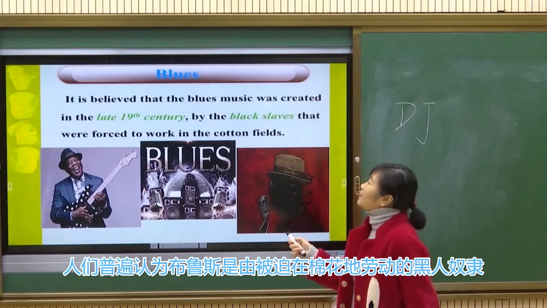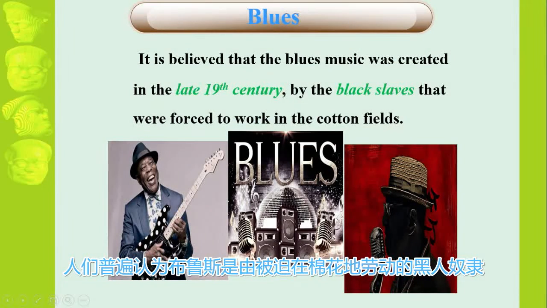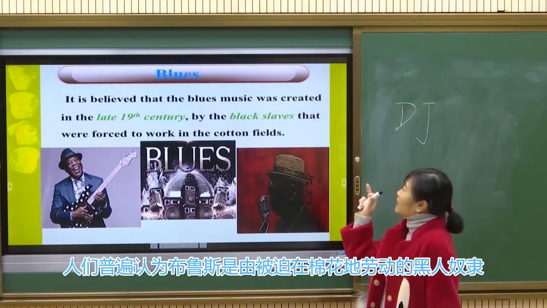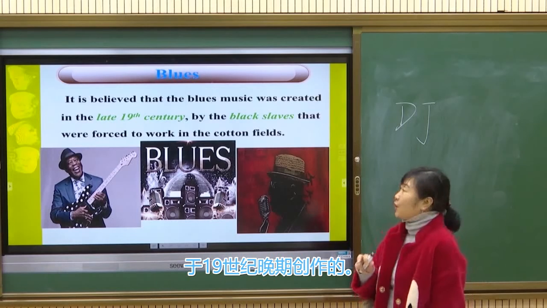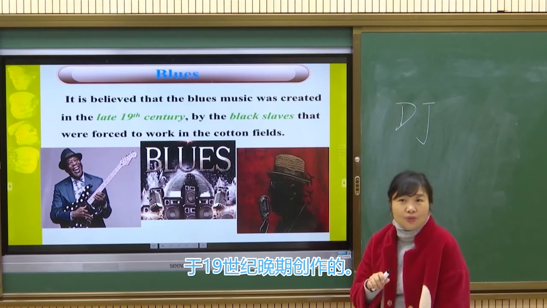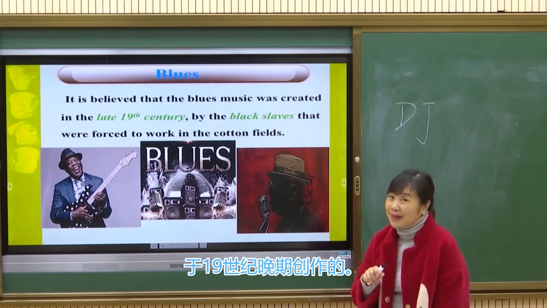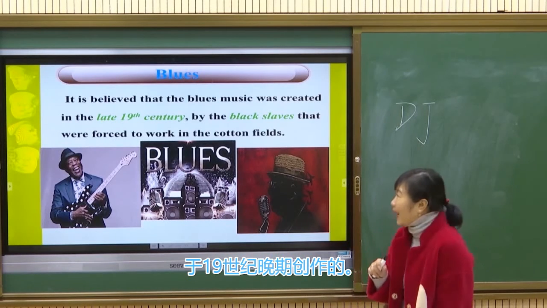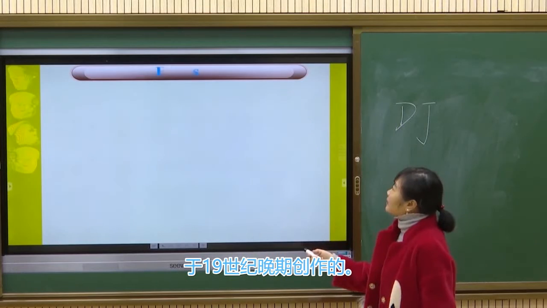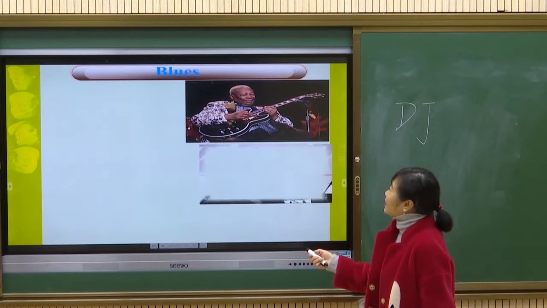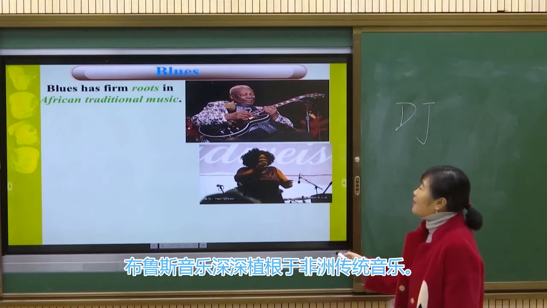And it is believed that blues music was created in the late 19th century by the black slaves who were forced to work in the cotton fields. So that means when black slaves were working in the fields, they were forbidden to do many activities. But singing was permitted, okay? And, yes, all these are blues performers.